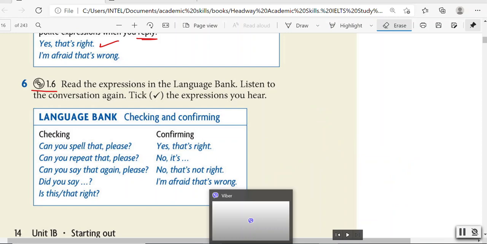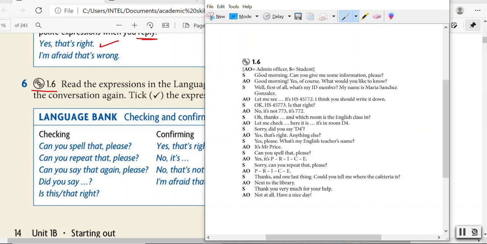Okay, we have admin officer and student. Good morning, can you give me some information, please? Good morning, yes, of course. What would you like to know? Well, first of all, what's my ID number? My name is Maria Sanchez Gonzalez. Let me see. It's HS45772. I think you should write it down. Okay, HS45773. Is that right? No, it's not 773.